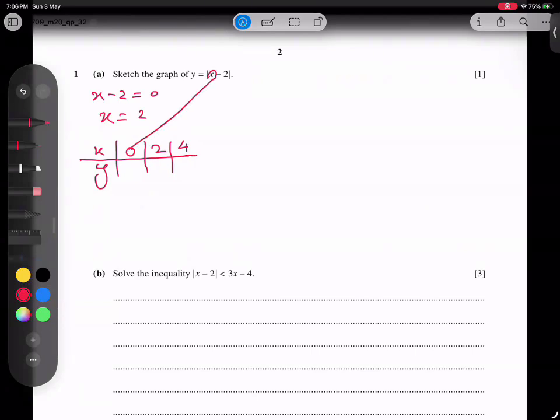When I plug in 0 here, I get -2 modulus, and -2 modulus gives you +2. When I plug in 2 in the place of x, 2 minus 2 is 0, I get this one. And when I place 4 in the place of x, I get a 2 again. I think now we can do it easily, students.